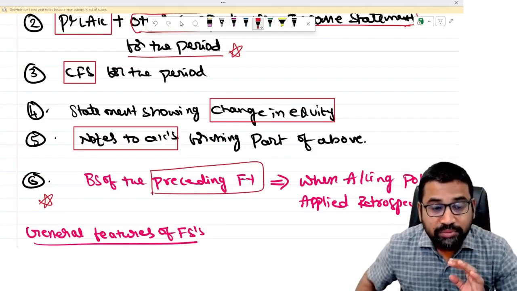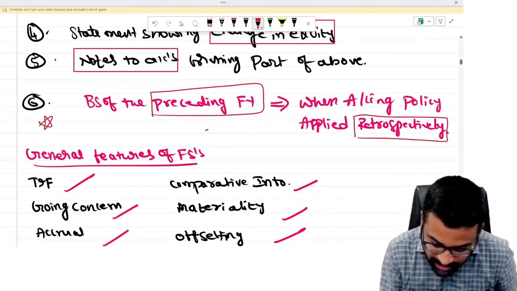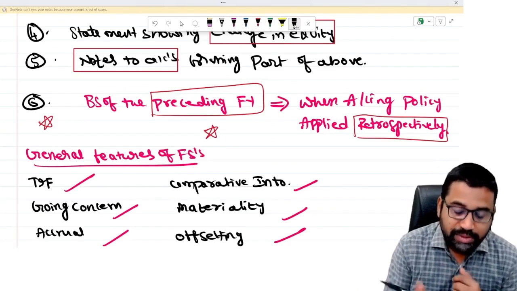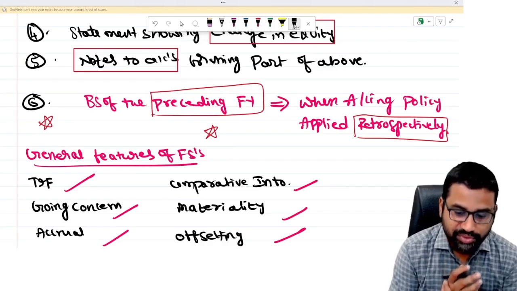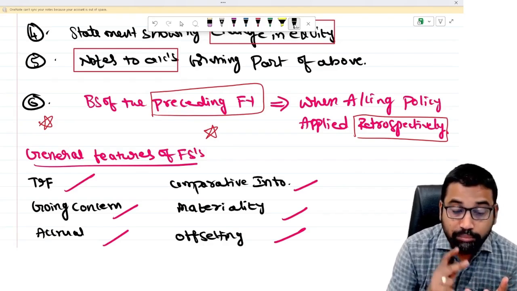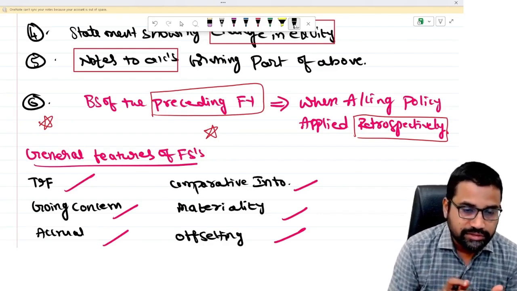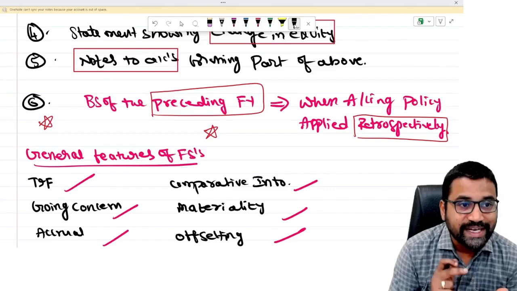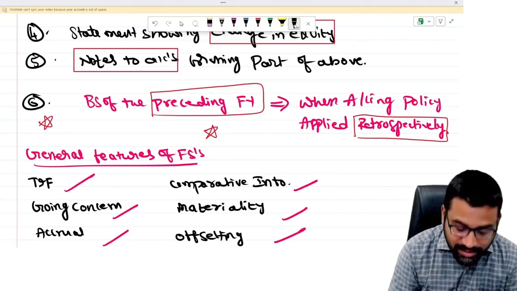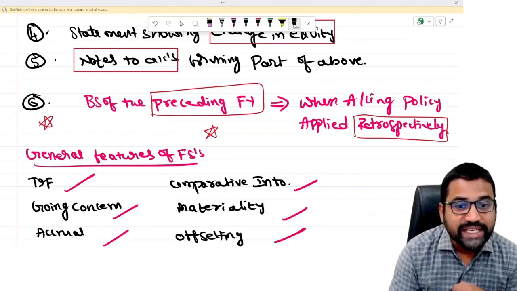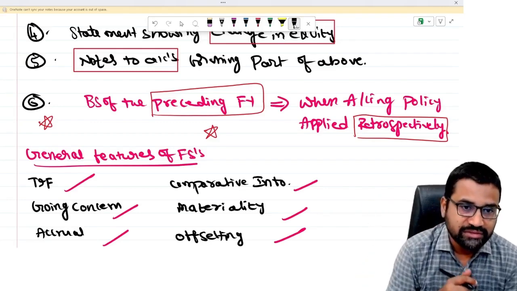Now, along with that, as per Ind AS 1, the balance sheet of the preceding financial year, when the accounting policy is applied retrospectively, is also important. You can get this in exams. They may ask what the components of a set of financial statements are as per Ind AS 1. You have to write: balance sheet; P&L plus other comprehensive income; next, cash flow statement; fourth, statement showing changes in equity; fifth, notes to accounts forming part of the above; sixth, balance sheet of the preceding financial year.